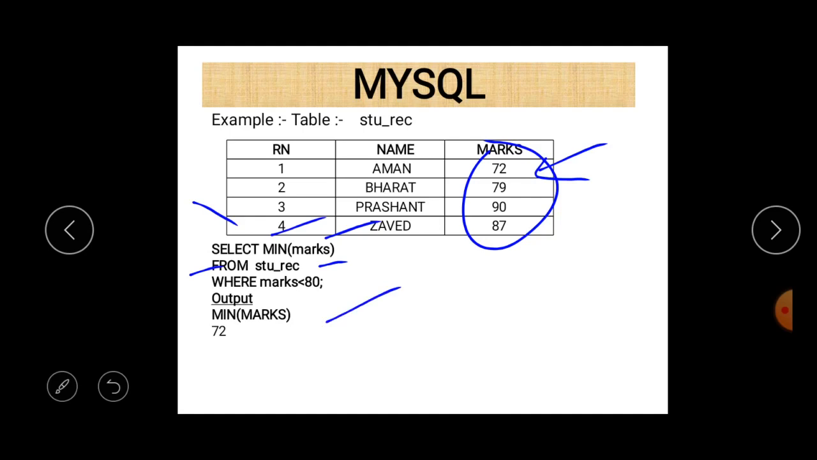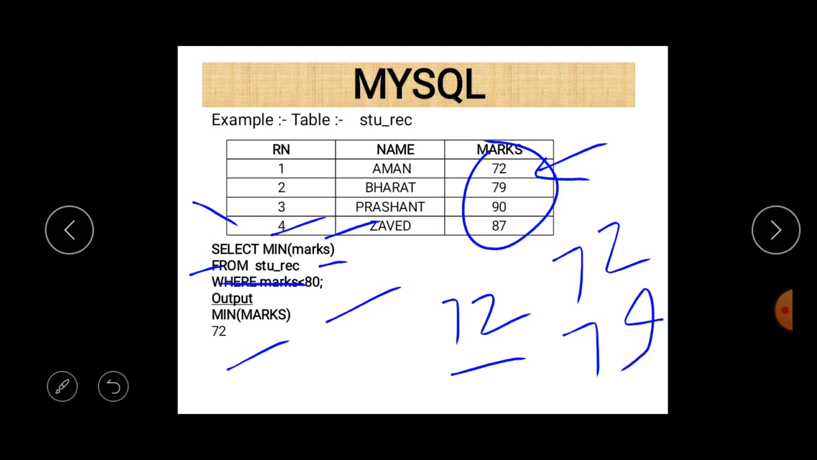If we don't write this condition, then the minimum marks answer is 72. But if the condition is written as WHERE marks < 80, then again the answer will be 72, because now we have to compare only data between 72 and 79, because these are the data that lie below 80. So among these we have to find out the minimum value. So the answer is again the same, 72. So very simple to use.